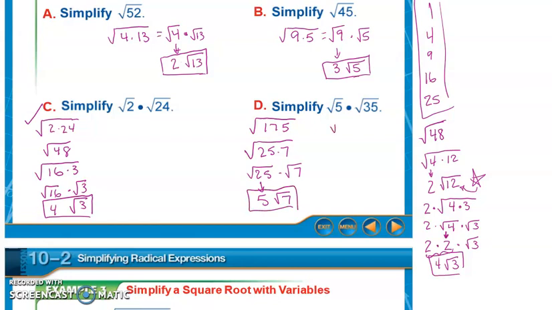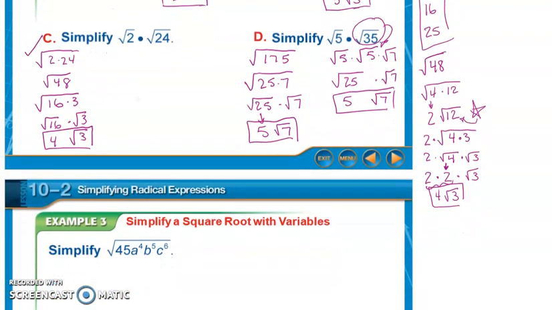Another way to do this is to break it up like this. I took the square root of 35 and turned it into that. Square root of 25 times the square root of 5 is the square root of 25, which is 5. Square root of 7 is as simplified as that can be. So this is 5 square roots of 7. So either way works on this.